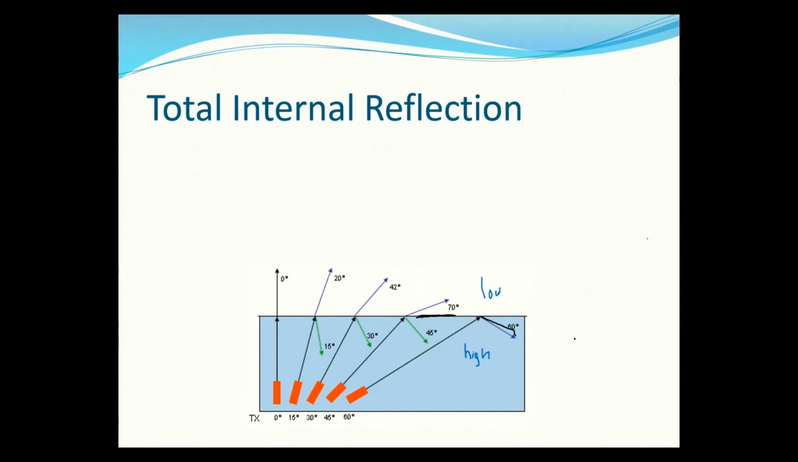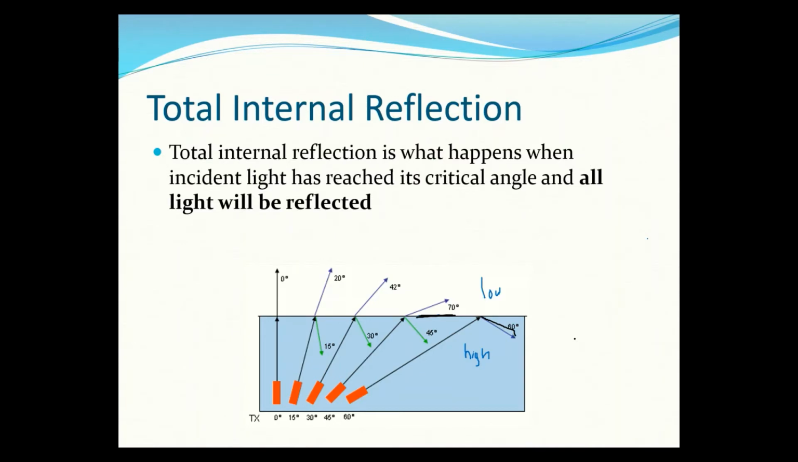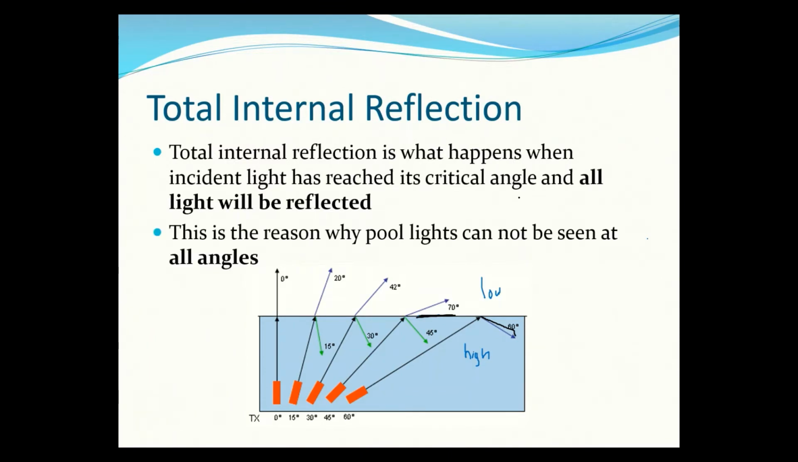That's what we want. Total internal reflection is what's happening when all the incident light, the light that's coming in, reaches that 90 degrees. And after we reach that critical angle, we just see reflection of the light. This is the reason why pool lights can't be seen at all angles. If you angled a pool light like this, it wouldn't come out of the water. You wouldn't be able to see it. And then you get that glowing pool effect, which looks really cool if you're rich.